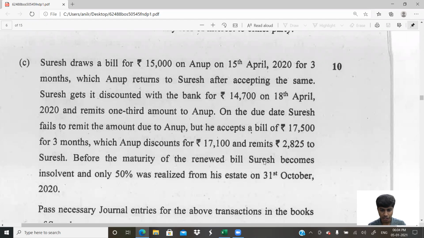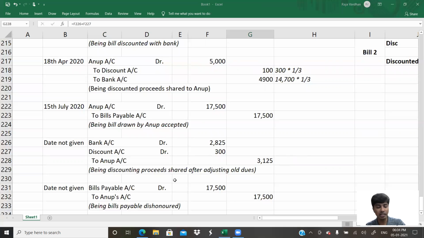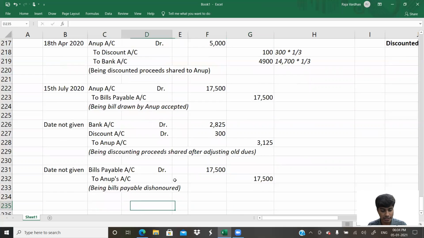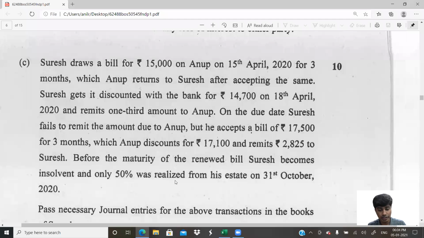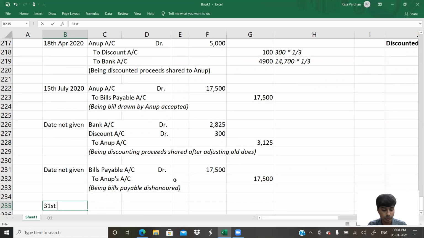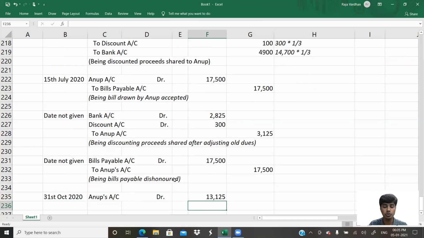Come, let us go to the next one. What does it say? Before the maturity, renewed the bill. Suresh becomes insolvent, and only 50% was realized from his estate on 31st October. So only 50% of it is realized. Okay, let me write here. Date not given. No, sorry, they've given. 31st October 2020. So Anup is getting paid. How much are we supposed to give to Anup? I told you 10,000 for bill number 1, 3,125 for bill number 2, totally 13,125 is what you're supposed to pay. Out of that, 50% you can pay.